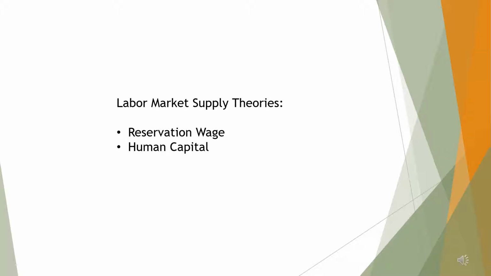On the labor market supply side, or the employee side, there are two theories that are discussed here. The first is the reservation wage theory, stating the lowest acceptable wage for a specific job. And then the human capital theory focuses more on the idea that pay should be equivalent to the effort it takes to achieve the qualifications to do that job.